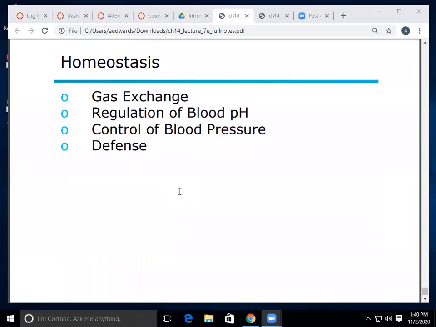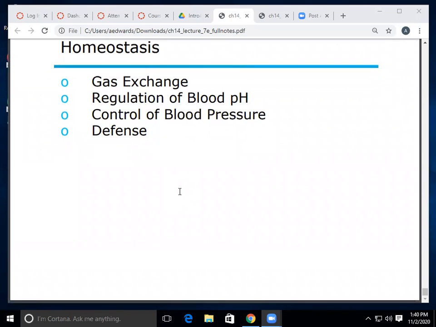All right, homeostasis. Homeostasis is involved in gas exchange, keeping your gas levels where they need to be, regulating your blood pH, whether it's too high or too low, controlling your blood pressure, whether it's too high or too low. Also, protecting you against foreign invaders, keeping you well.